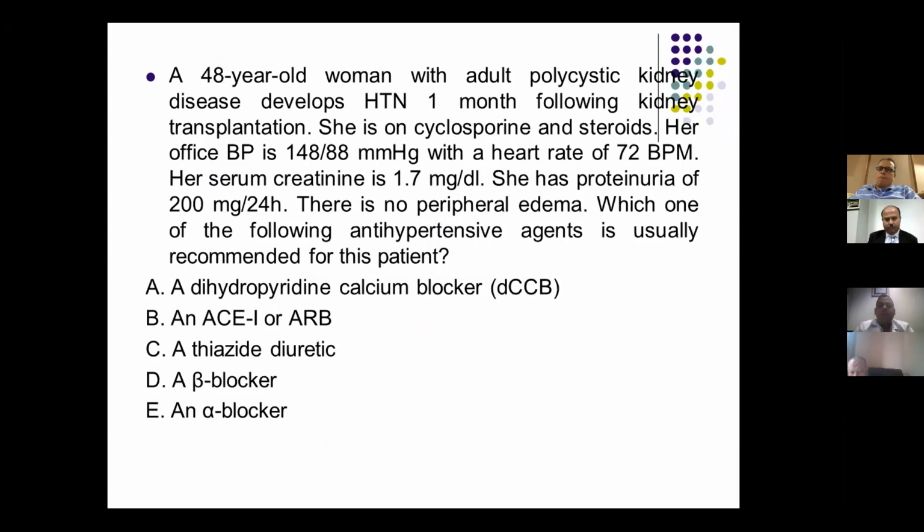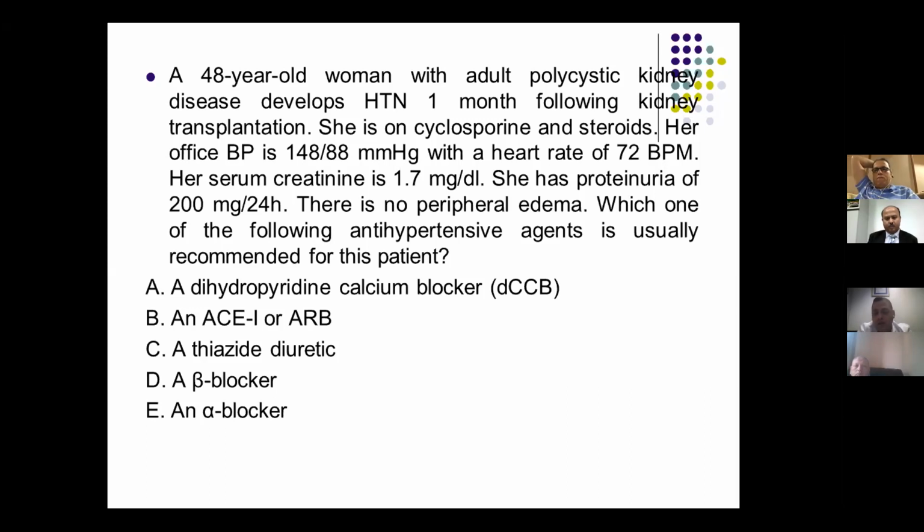Her BP was 148/88. Serum creatinine was 1.7. Proteinuria was 0.2 gram per day. There was no peripheral edema. Which one of the following antihypertensives will be recommended in this patient?